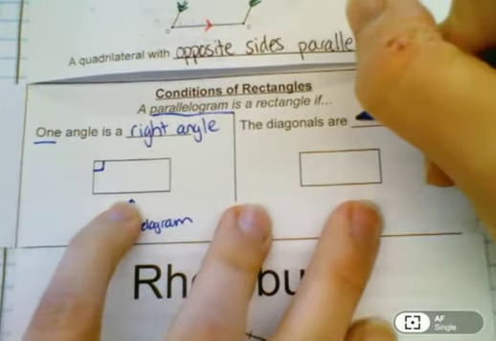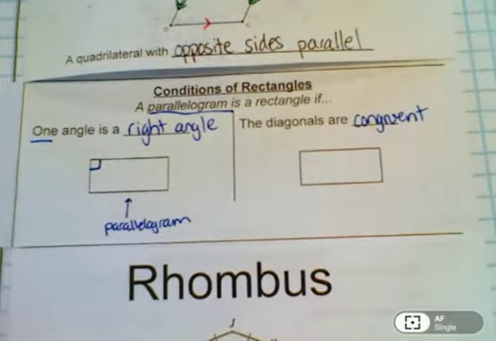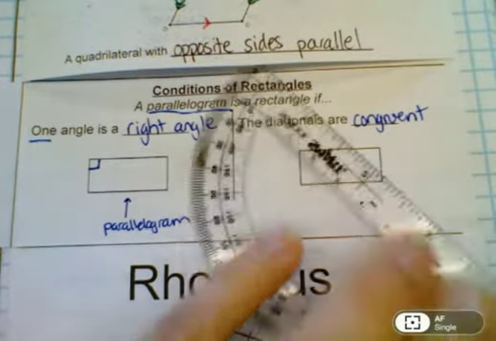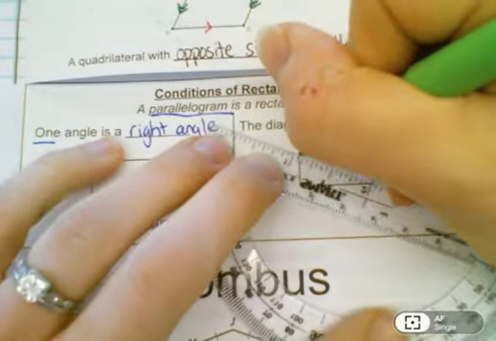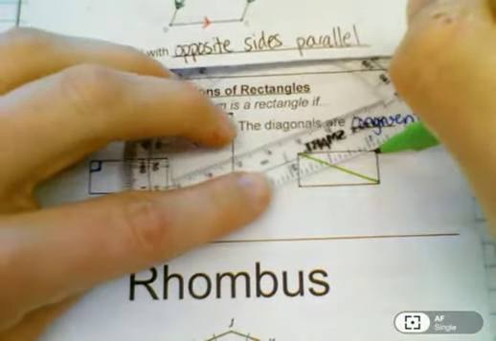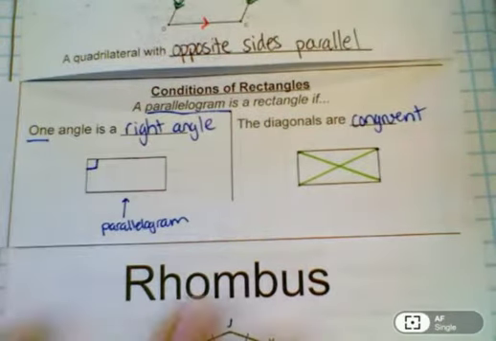Additionally, if the diagonals are congruent, then you know you're dealing with a rectangle. And so that's the converse of one of those properties. So if we've got diagonals that are congruent here, and we know we're starting with a parallelogram, then you can be sure that parallelogram is a rectangle.